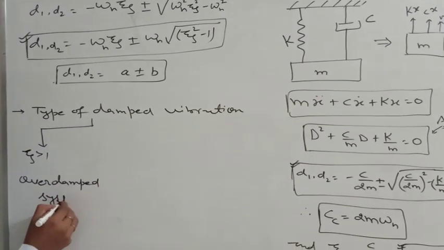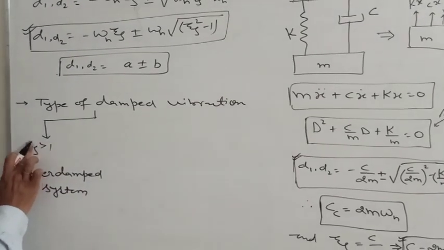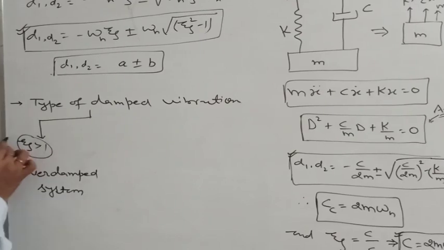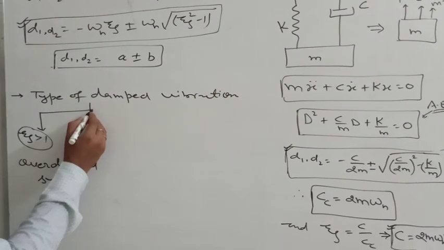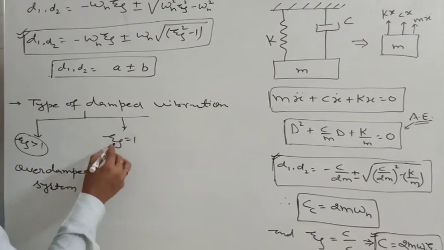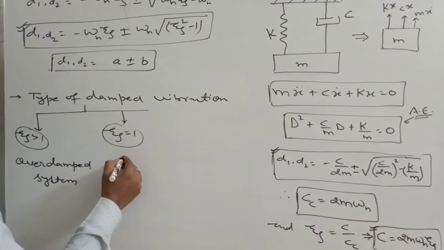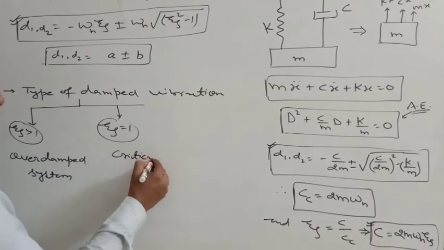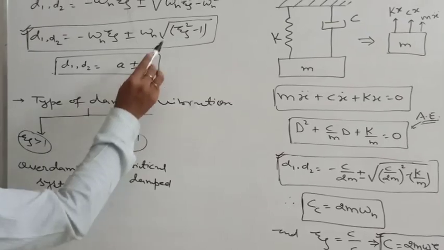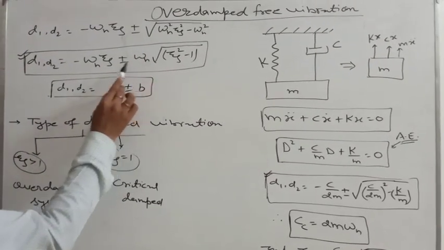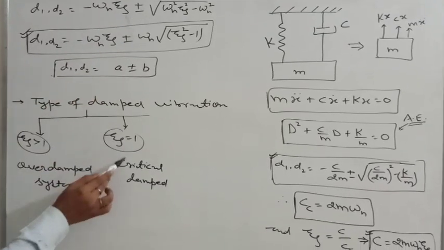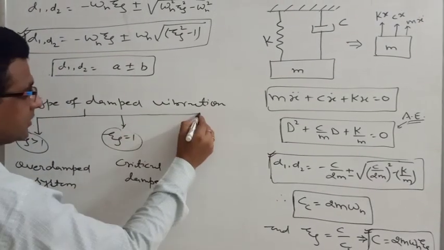Now if we are considering zeta greater than 1, it means the condition for overdamped is that the value of the damping factor is greater than 1. If we are considering it equal to 1, then the system is known as a critical damped system. If we are putting zeta as 1, then we know that this term is 0. That's why equal roots are there, and if equal roots are there, then the system is the critically damped system.